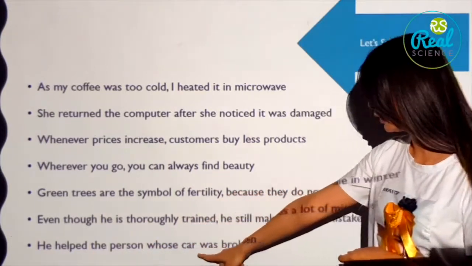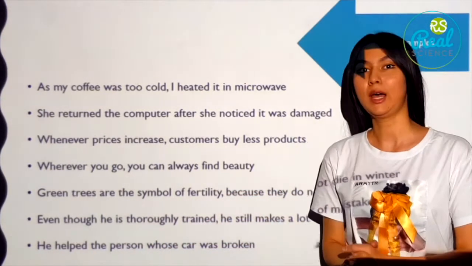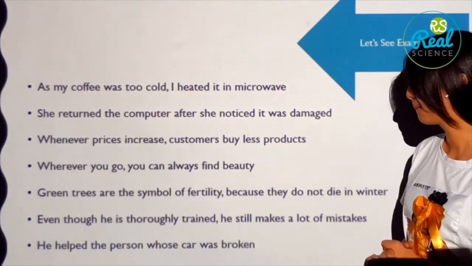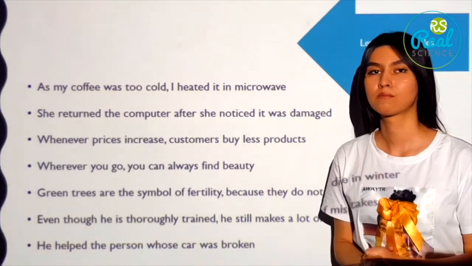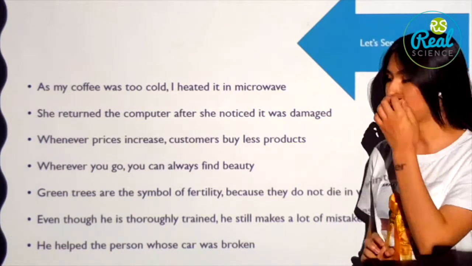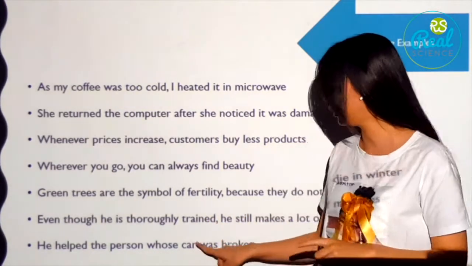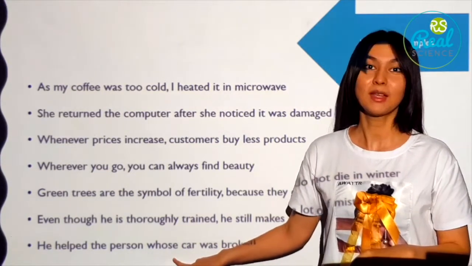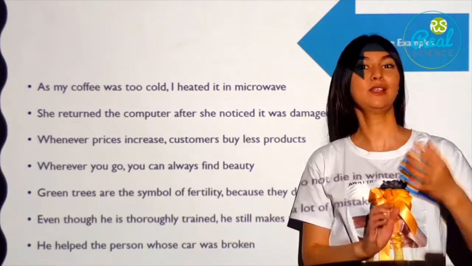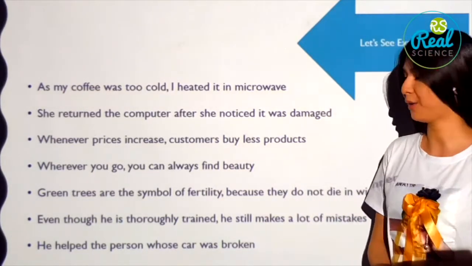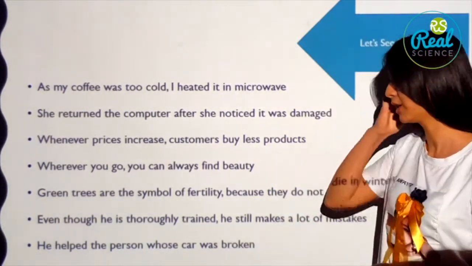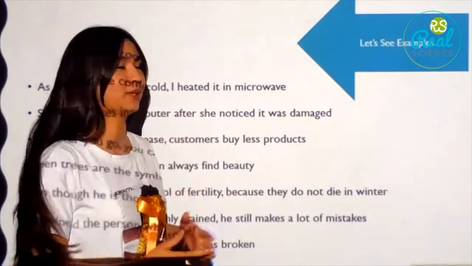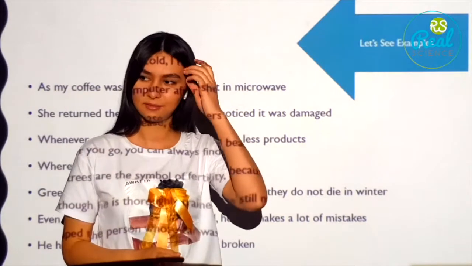Next one: He helped the person whose car was broken. So now we have "He helped" as independent. The second, "whose car was broken," is dependent. Yes, you are right. And here we have no conjunction. What do we have? Whose? What is it? Relative clause. Yes, it is a relative pronoun. Good job. That's why we don't have a conjunction here. The others are conjunctions, okay? Any questions regarding the example? No questions.